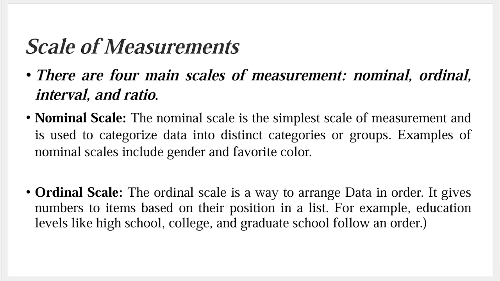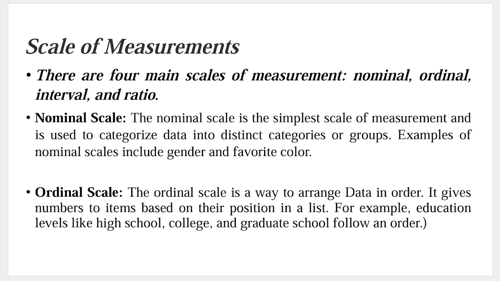Now let's talk about the scales of measurement, which describe how data is measured and what kind of analysis we can perform. These are four main scales. First, the nominal scale. This is the simplest type. It only classifies data into categories with no order. For example, gender or blood group.